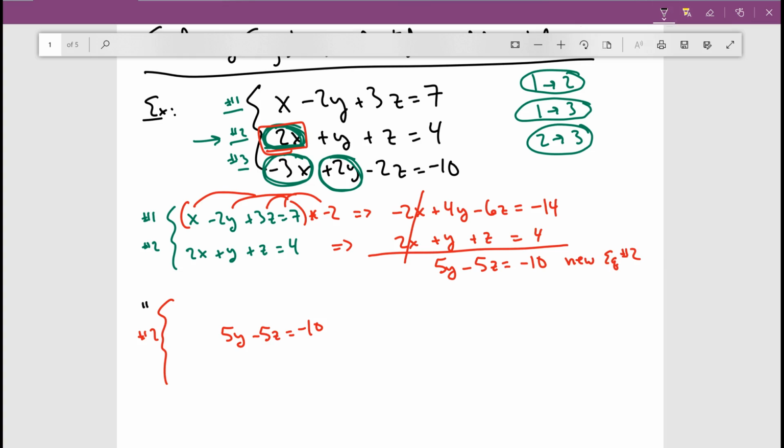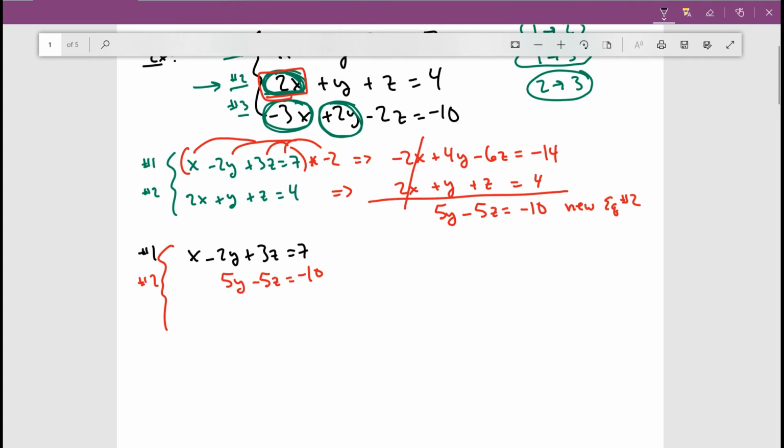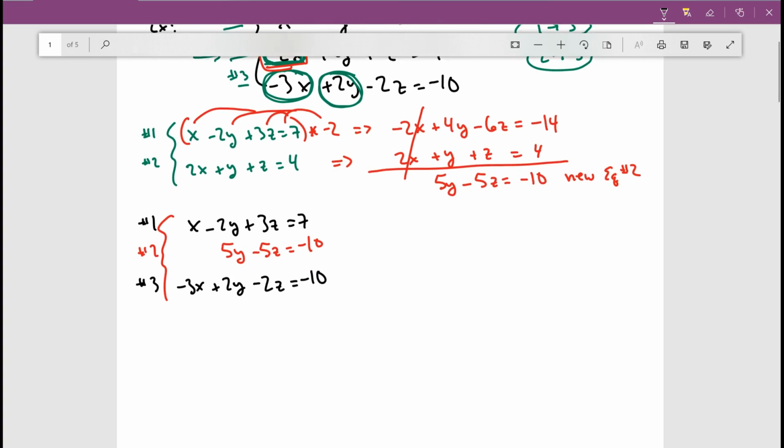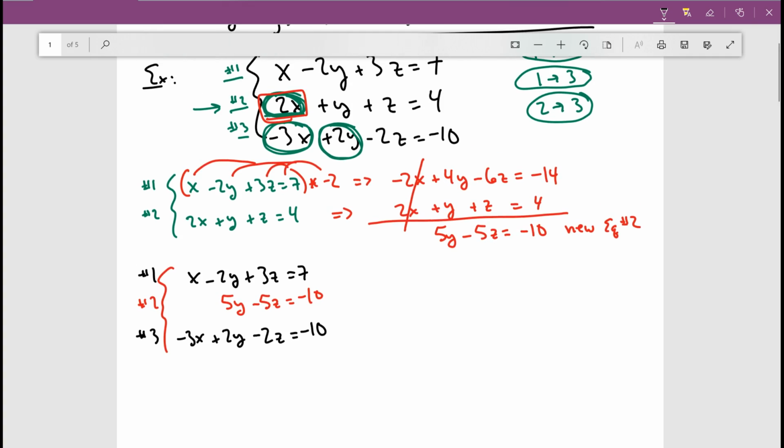Everything else is going to stay the same for now. So the top one, number 1, is still x minus 2y plus 3z equals 7. Then equation number 3 is going to be negative 3x plus 2y minus 2z is equal to negative 10. Okay, so that's what I have. The whole purpose was that I want to eliminate this 2x, and I did it. Now this is blank, which is great.